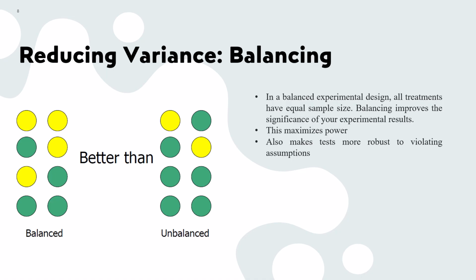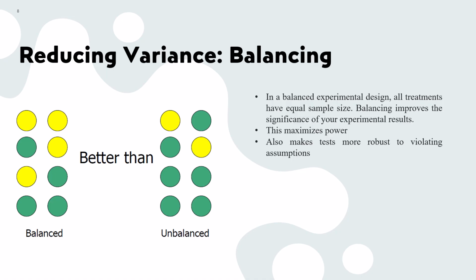Imagine we're testing whether a new vitamin supplement increases the speed at which lizards move. In an unbalanced design, we give the vitamin to 2 lizards and keep 6 lizards in a control group. The results could be skewed. If one of the 2 treated lizards happens to be unusually fast, it might look like the vitamin works, even if it doesn't. The small group size creates high variability and low confidence in your result.